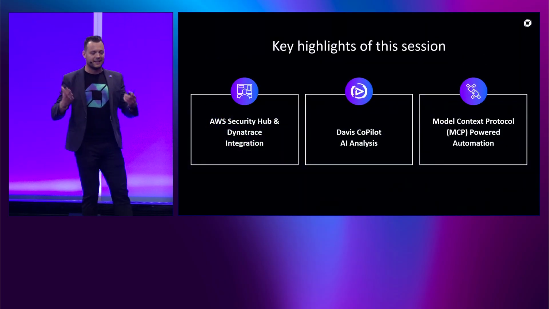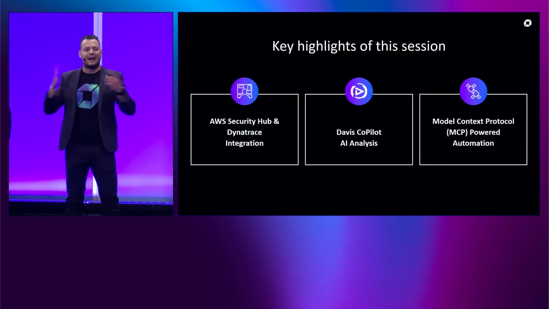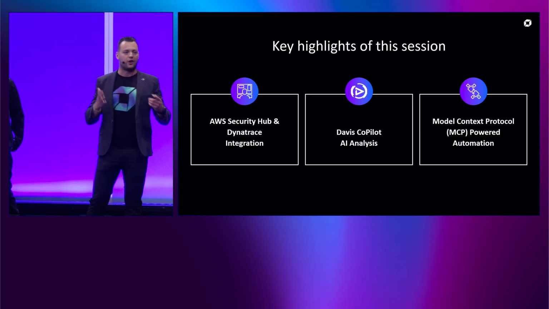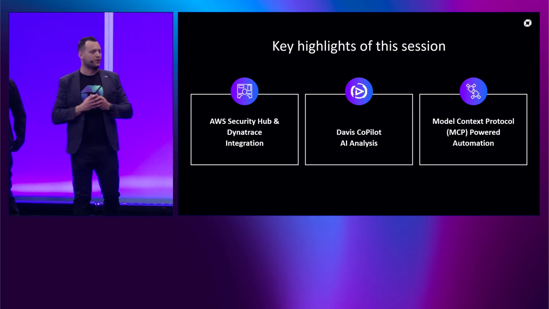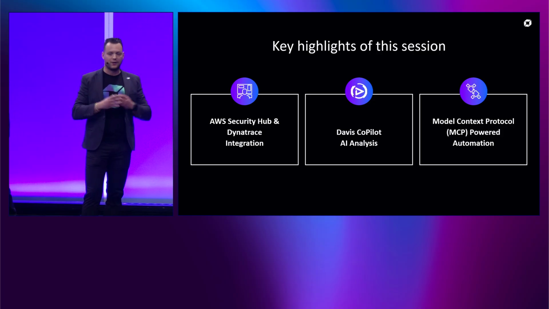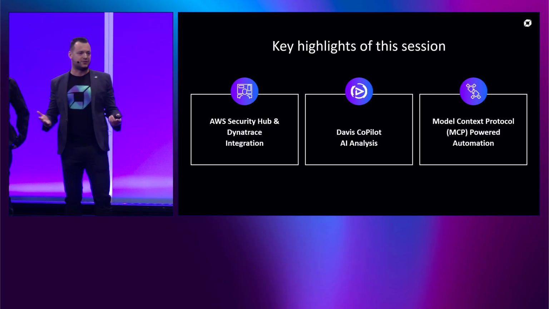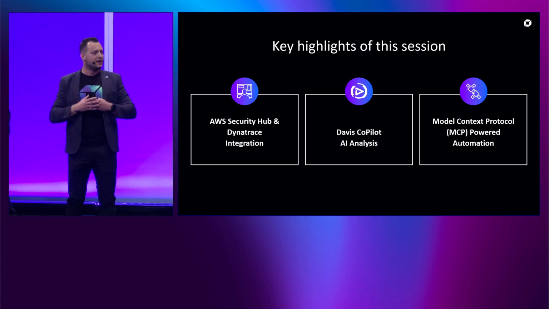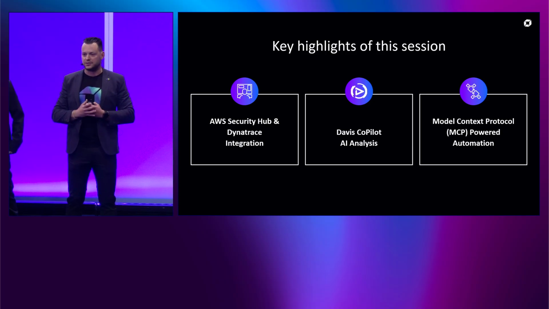We have to start highlighting the key highlights of this session. The first one that we will be talking about is the integration of Dynatrace with the AWS Security Hub. If you guys are familiar with Dynatrace, obviously Dynatrace is an observability platform. So we already provide a lot of value to our customers, understanding how your application workloads are performing, how your cloud-native services are performing, whether you have any vulnerabilities in your environment.